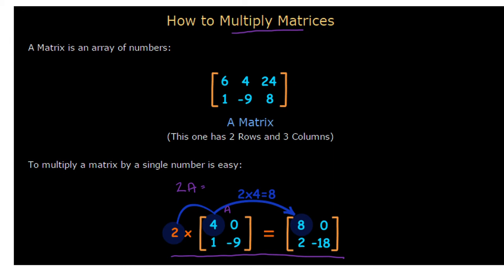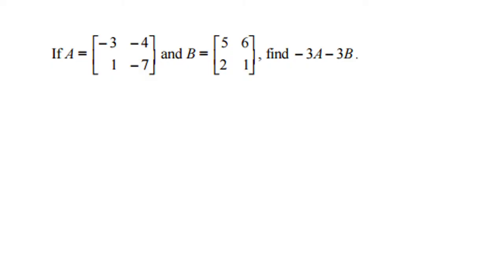Okay, ready to see this as a homework problem? Here we go. All right, so we have A. We have -3, 1, -4, and -7. And we have B. B is 5, 2, 6, and 1. We got a lot of things going on here.